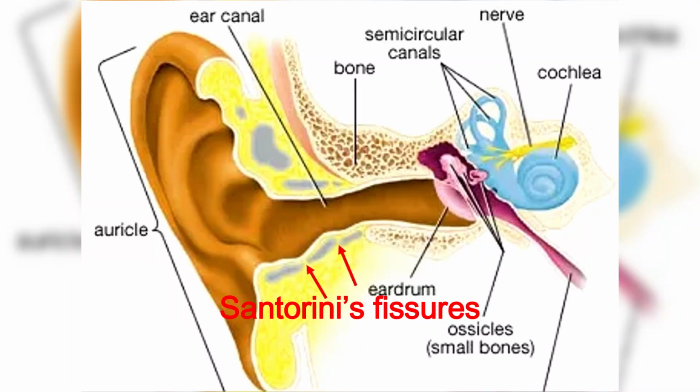Santorini's fissures are natural openings in the cartilaginous portion of the external auditory canal. Although small and undetectable in imaging, these fissures can act as pathways for the spread of infections or neoplastic processes between the parotid space, temporomandibular joint, and the external auditory canal.